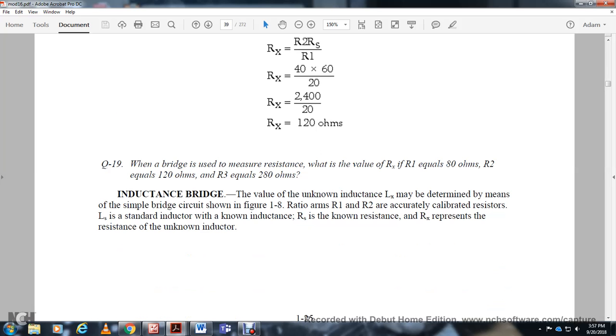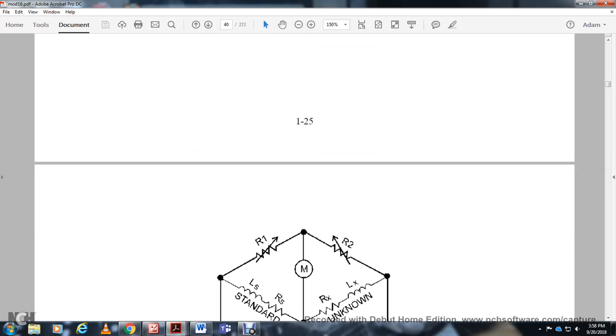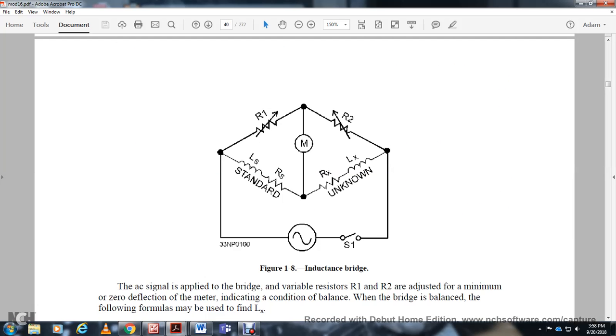Inductance bridge. The value of an unknown inductance can be determined by means of a simple bridge circuit, shown in the figure, with the ratio arms resistor 1 and resistor 2, an actual bridge, a calibrated resistor, and a standard inductor with its known inductance LS and resistance RS. RS is known, and RX is the resistance of the unknown inductor. This shows the inductance bridge, with switch 1 on the left side of the meter. You have resistor 1 as an adjustable rheostat, inductance LS and resistor RS standard. Resistor 2 is known, and RX and LX, the resistor X and inductor X, are unknown.